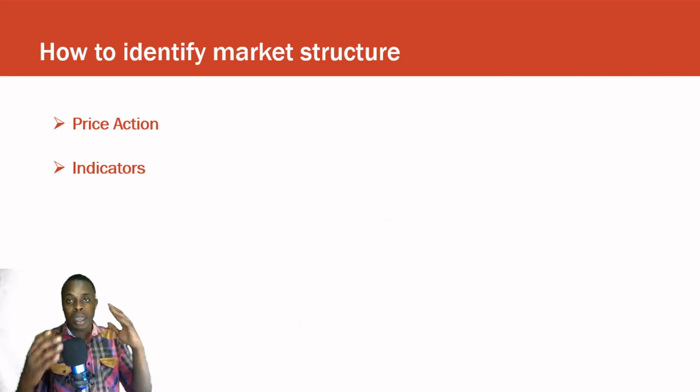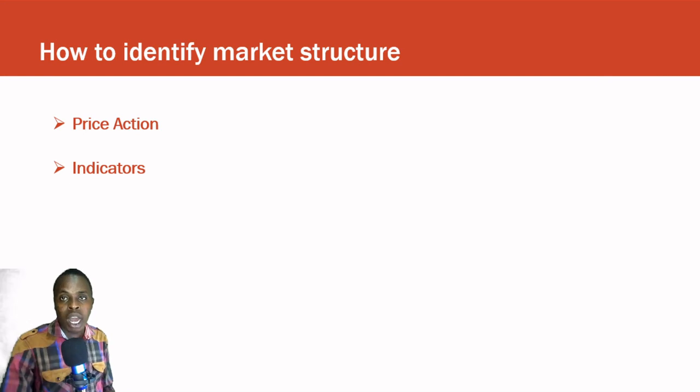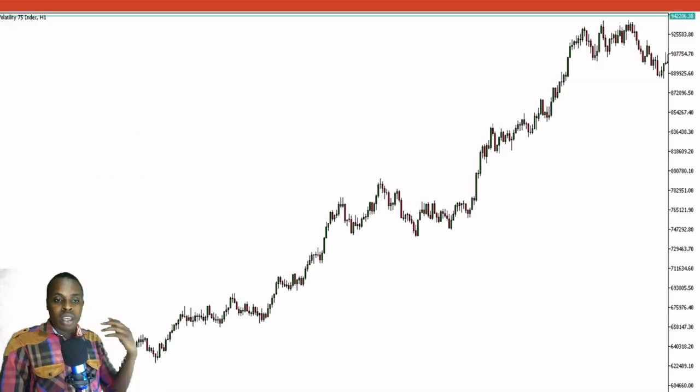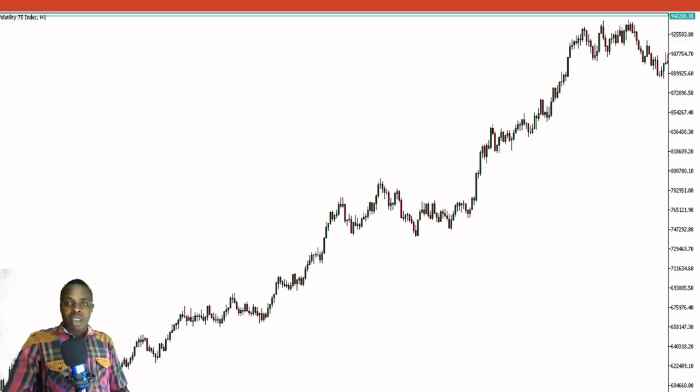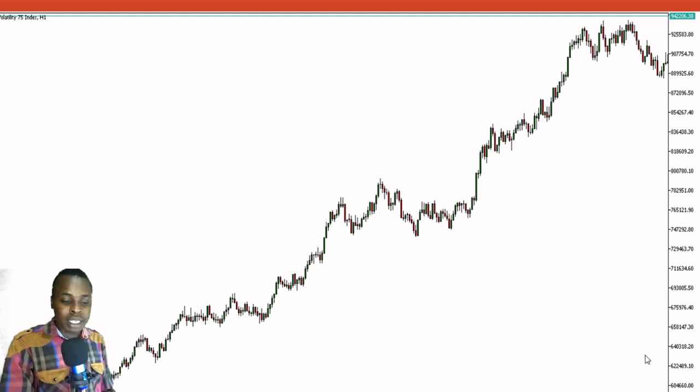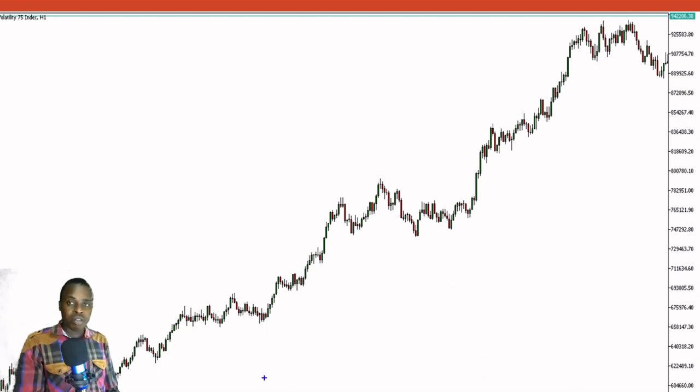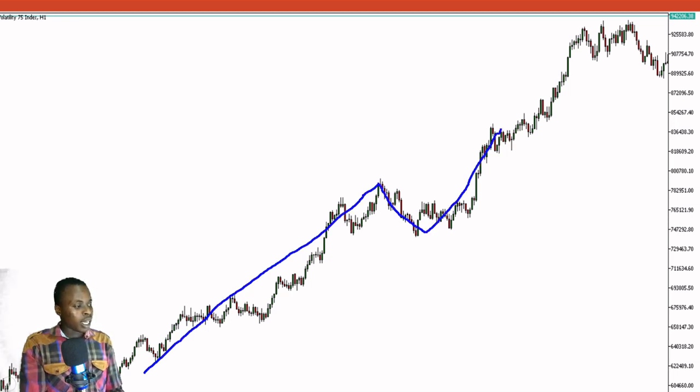Now let me show you a perfect example in the market of how this works. This is where you can identify the market with price action. So for example, if you look at this market right now, you can see that we are making a series of higher highs and higher lows, higher highs, higher lows, higher highs, higher lows, right?